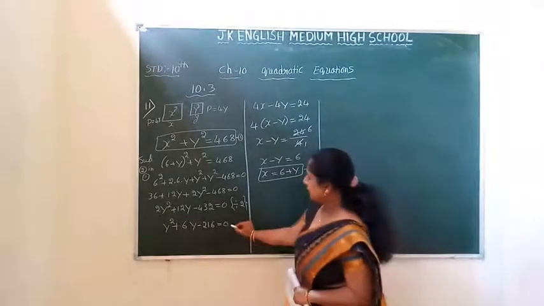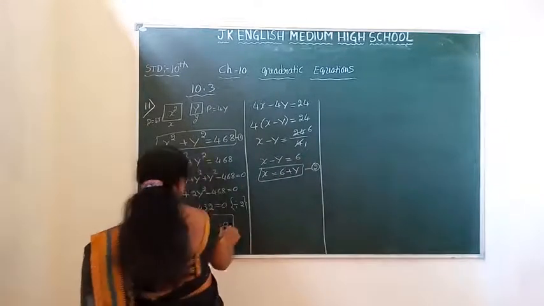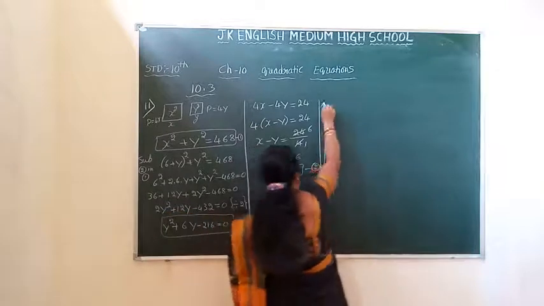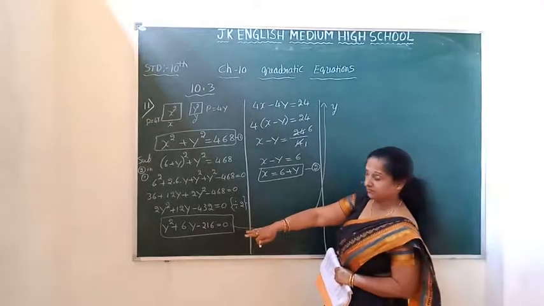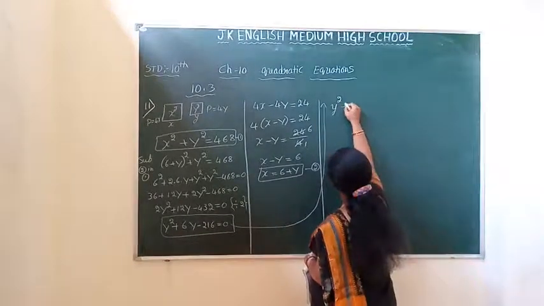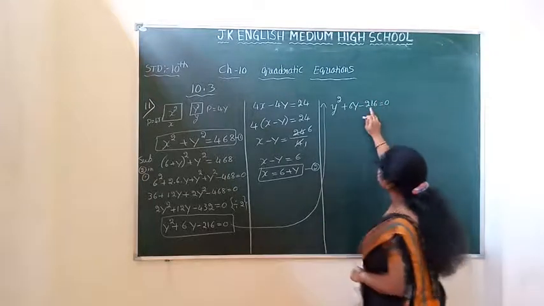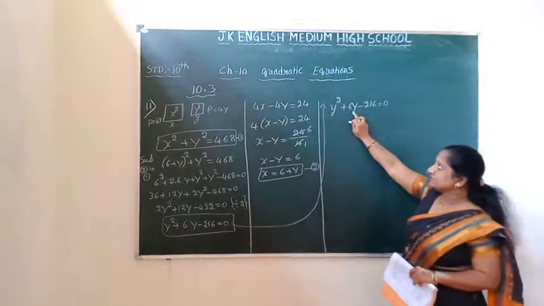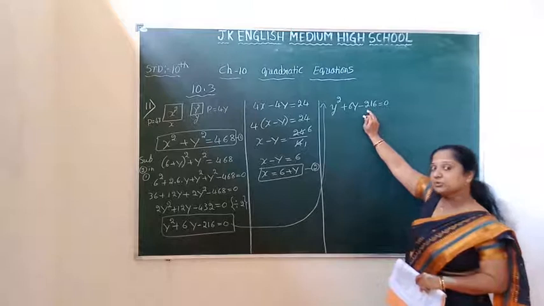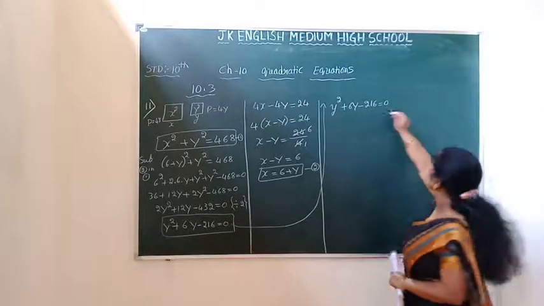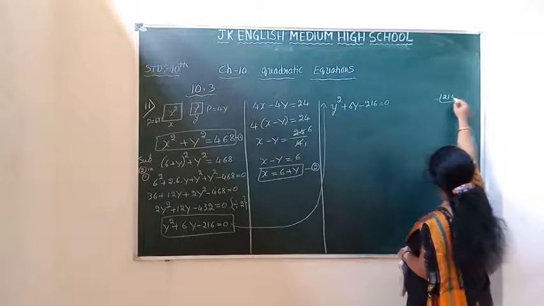I am going to continue after this step. See now, y square plus 6y minus 216, this is equal to 0. You have to split the middle term in this manner. When you add and subtract, you should get plus 6. When you multiply both those two numbers, you should get minus 216. For that, see minus 216. So now I will find the factors of 216.